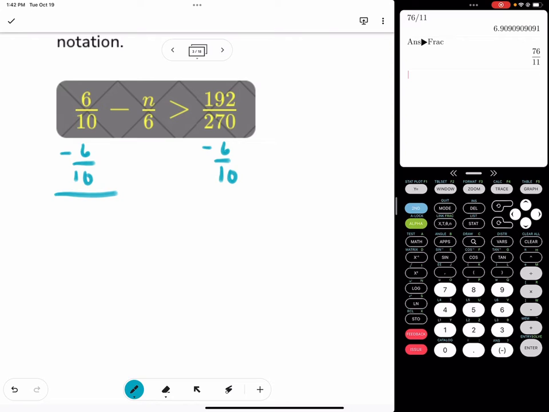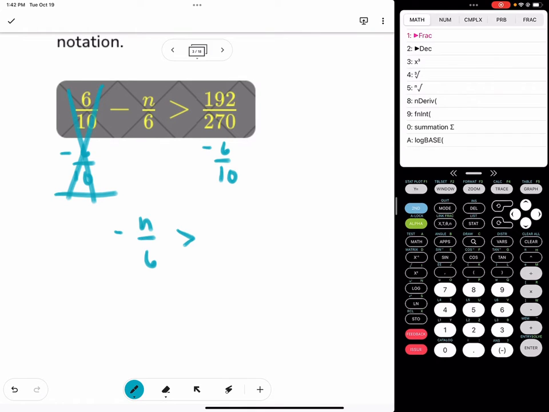And so on the left-hand side, they cancel. And on the right-hand side, we actually have to do that subtraction problem. So if you look over at the calculator there, I got 192 divided by 270. Let's get the 192 in there. 192 divided by 270. I'm going to subtract 6/10. I could have reduced that to 3/5, but I'll just leave it as 6/10 right now.